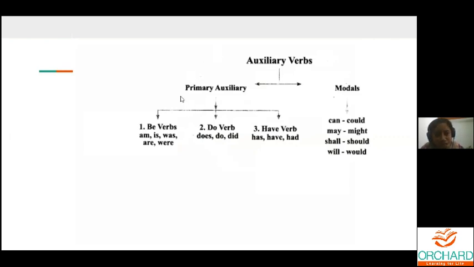Yes, we are writing in the class. We are attentive in the class. Yes, very good, Jivisha.